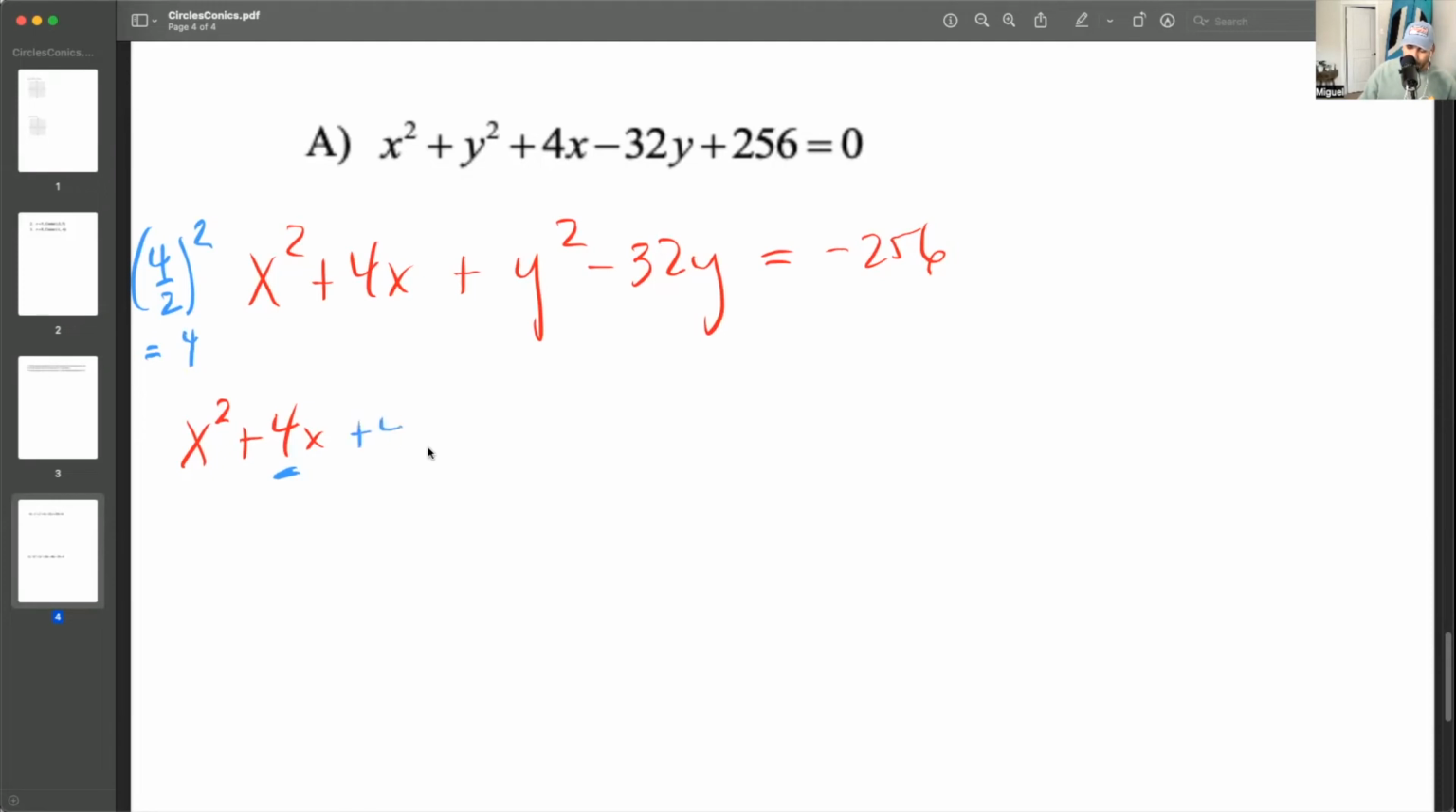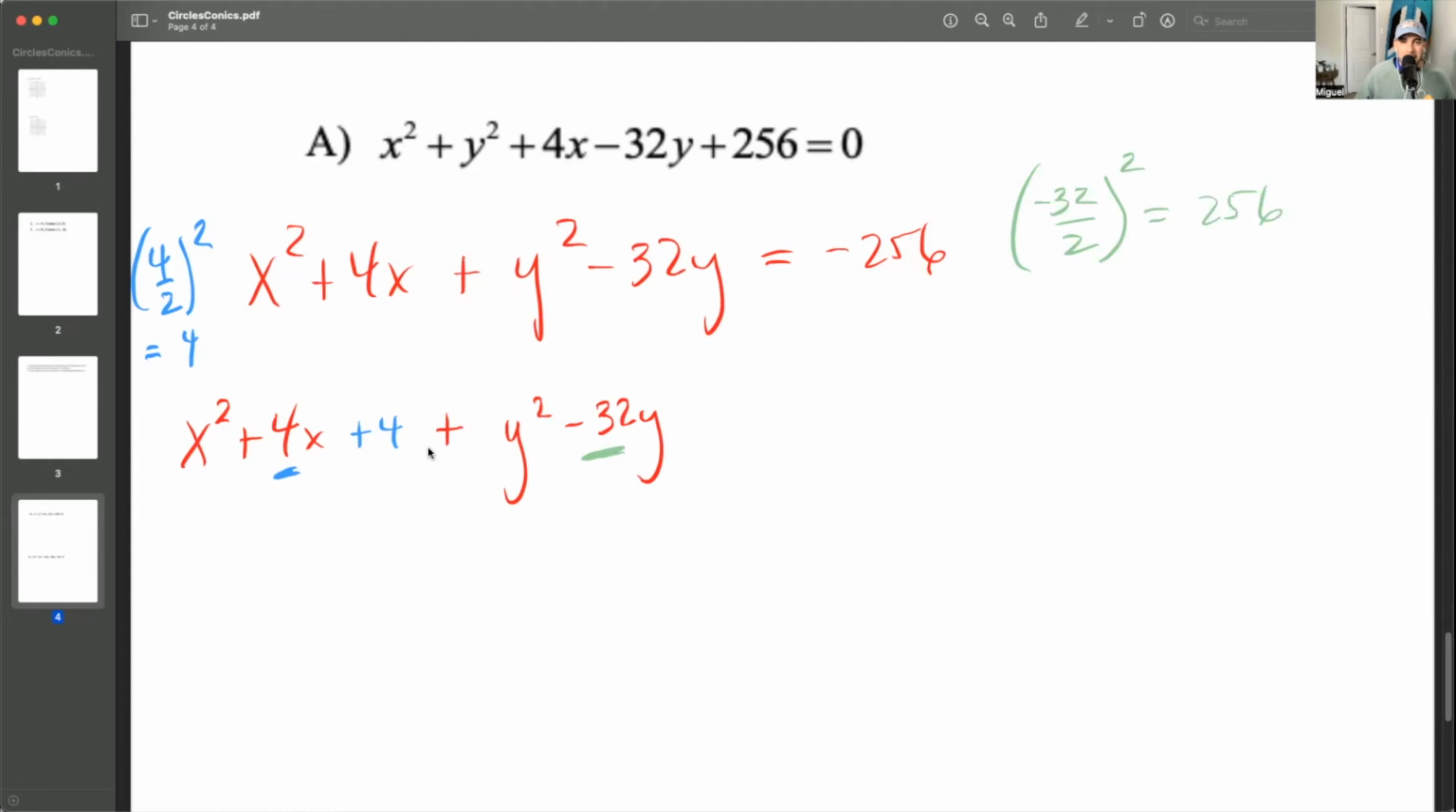So we're going to have plus 4, plus y squared minus 32y. And guess what? You're also going to have to complete the square for that one. So you're going to take the negative 32. Maybe I'll put my work here on the far right. Negative 32 divided by 2 and square it. And that's going to become negative 16, and then negative 16 squared is going to be 256.